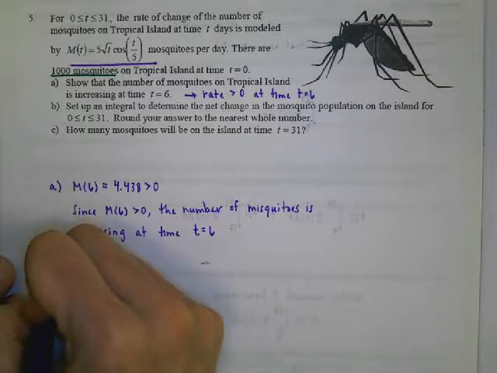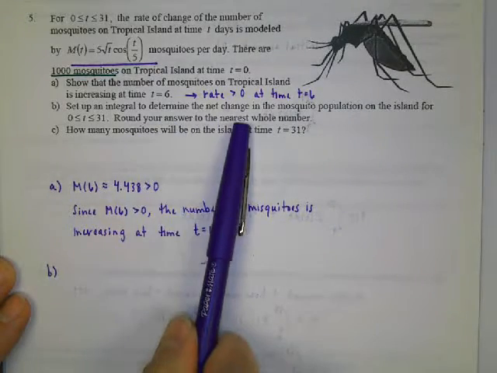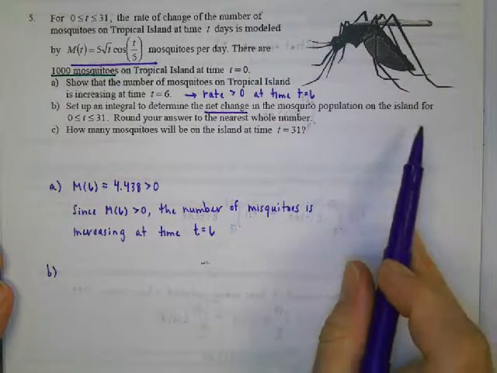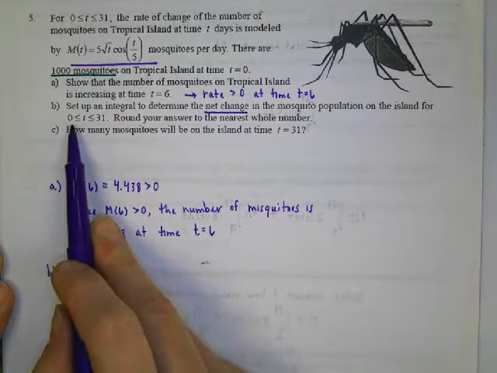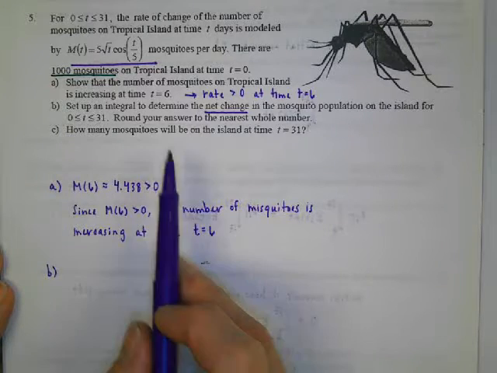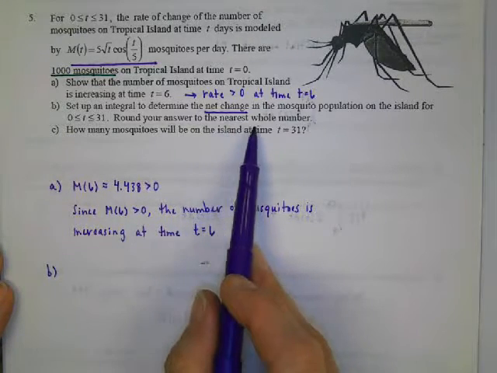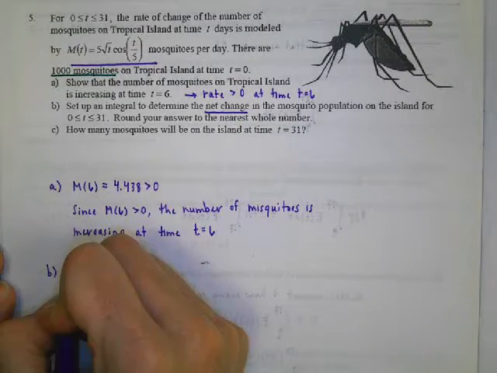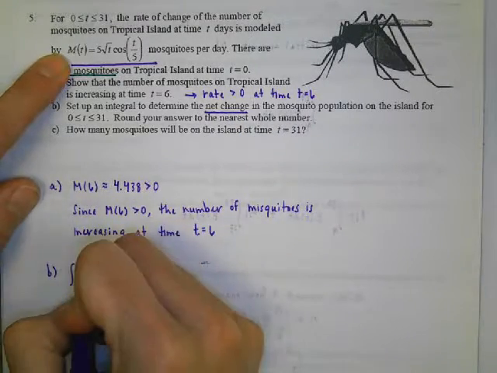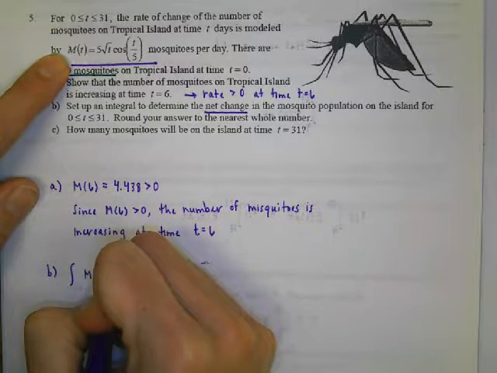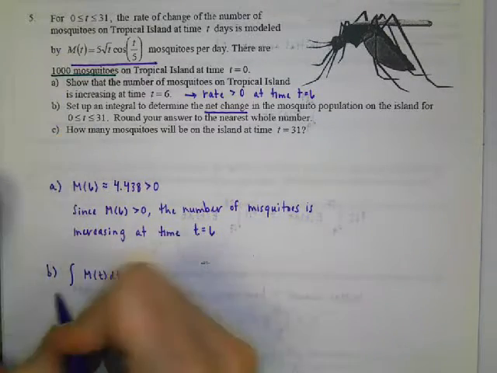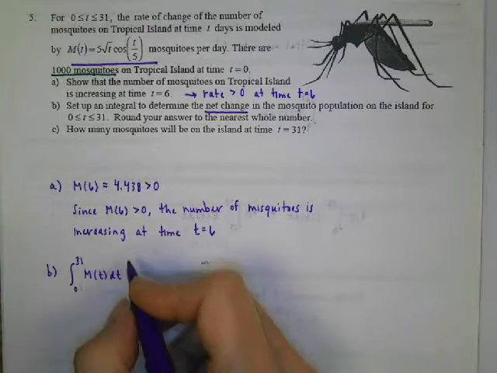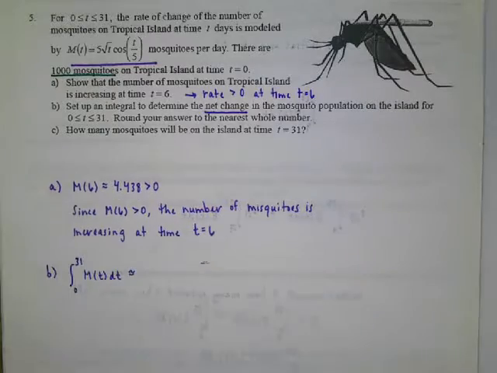Okay, part B, we need to set up an integral to determine the net change in the mosquito population on the island for time between 0 and 31 days. And we're going to round our answer to the nearest whole number. Again, we said net change is given to us by integrating our rate function. So we're going to integrate M of t dt from 0 to 31. And again, we're going to use our calculator to do that.